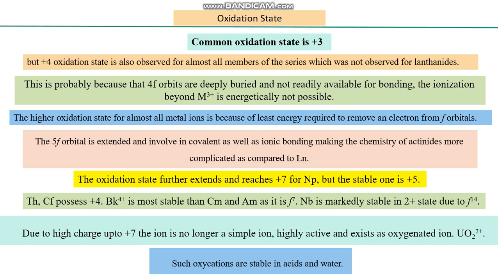If we compare the energetic considerations of actinides, the last electron has been accommodated by 5f, which is far away from the nucleus, and electrons can easily be kicked out from the 5f orbital. Therefore, energetic considerations allow the removal of electrons beyond +3 from the actinide series. So higher oxidation states for actinides are feasible compared to lanthanides because of these energy considerations. The 5f orbital is further extended and is involved in covalent as well as ionic bonding, making the chemistry of actinides more complicated than that of lanthanides.